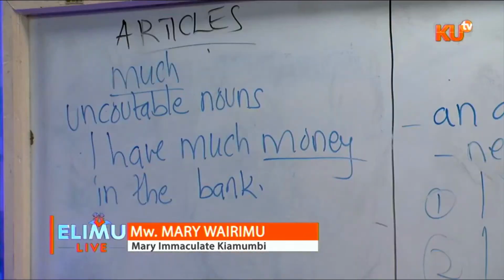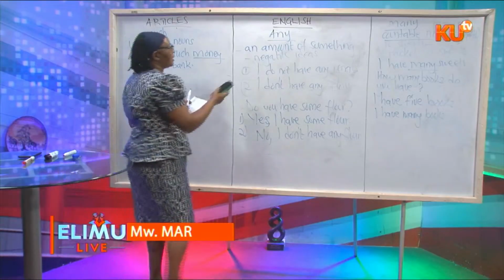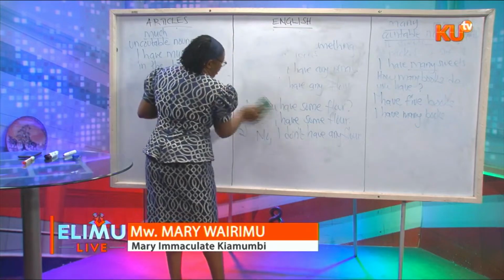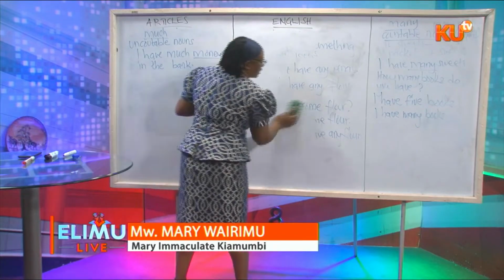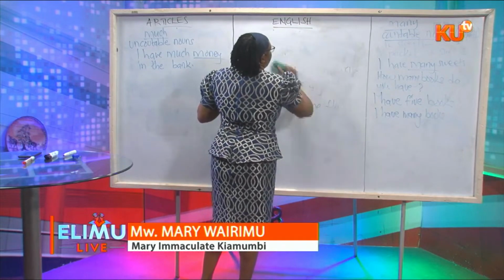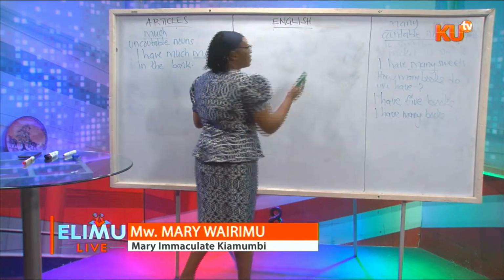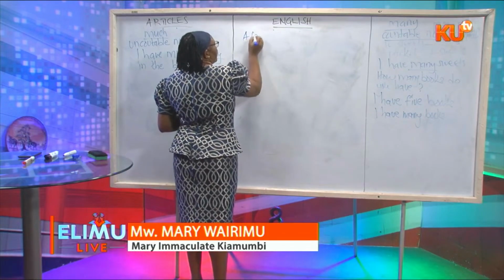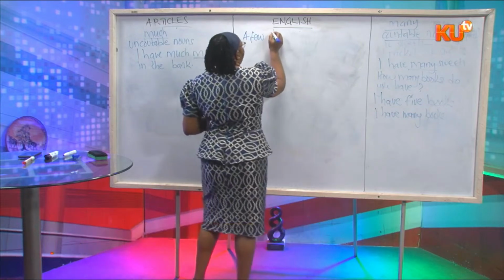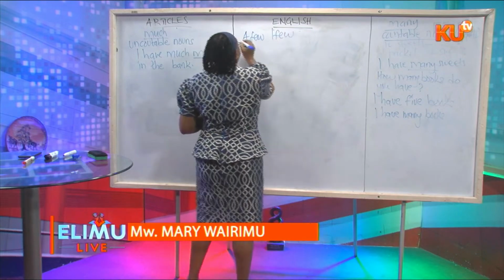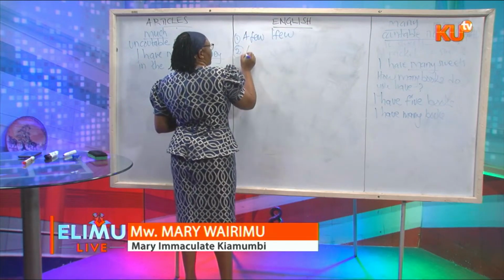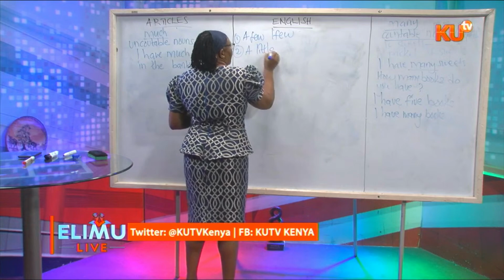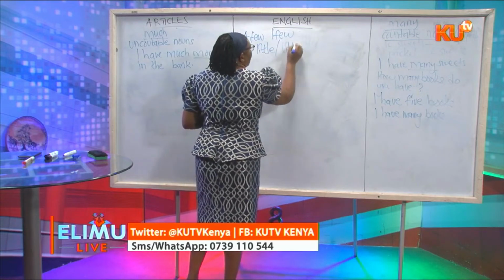Then we move on to other determiners. You're looking at determiner a little, little, few, and a few. These are determiners which are usually confused. That is a few versus few, and a little versus little.